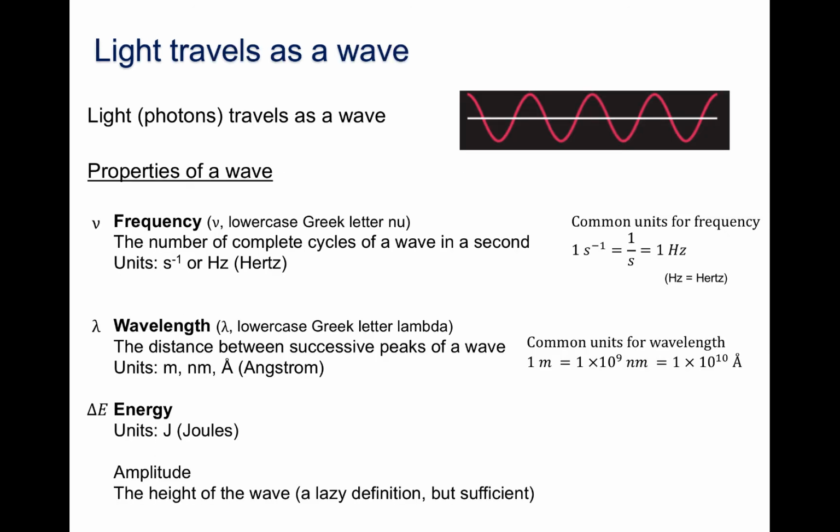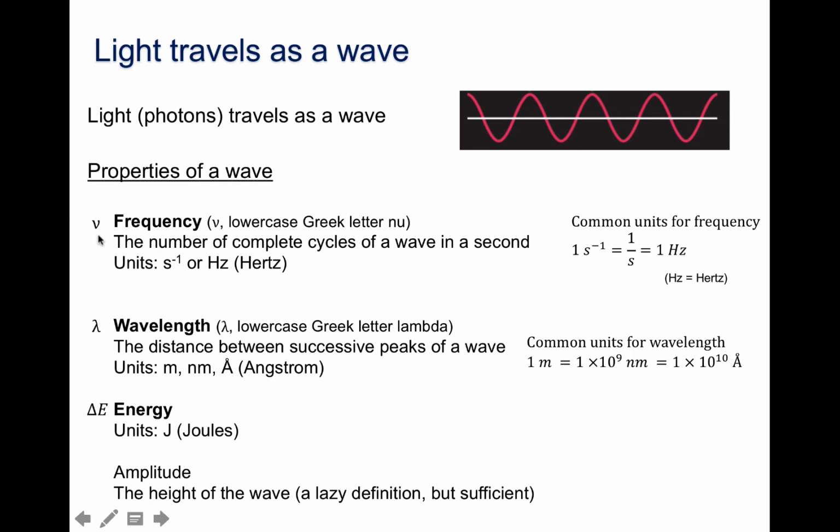So let's talk a little bit about light and the properties of light. We know that light travels as a wave, and there are some important properties about waves that we're going to talk about in this chapter. The most important properties include frequency, wavelength, and energy. We'll also talk just a little bit about amplitude, but we'll focus on the other three.